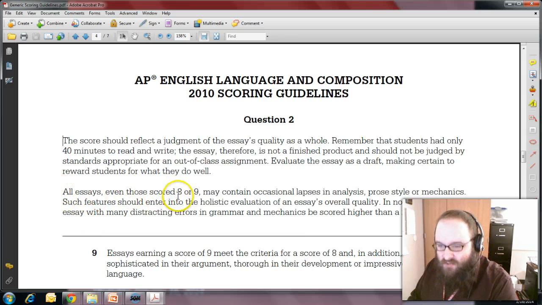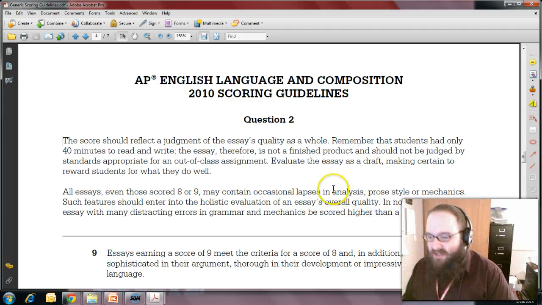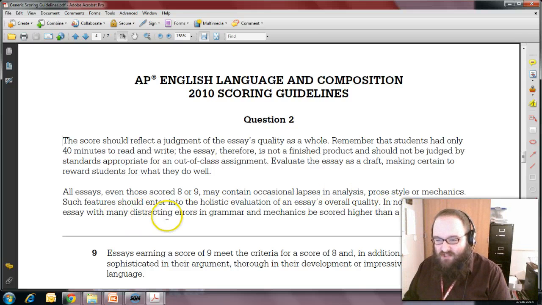All essays, even those scored 8 or 9, may contain occasional lapses in analysis, prose style, or mechanics. Such features should enter into the holistic evaluation of an essay's overall quality. In no case may an essay with many distracting errors in grammar and mechanics be scored higher than a 2.